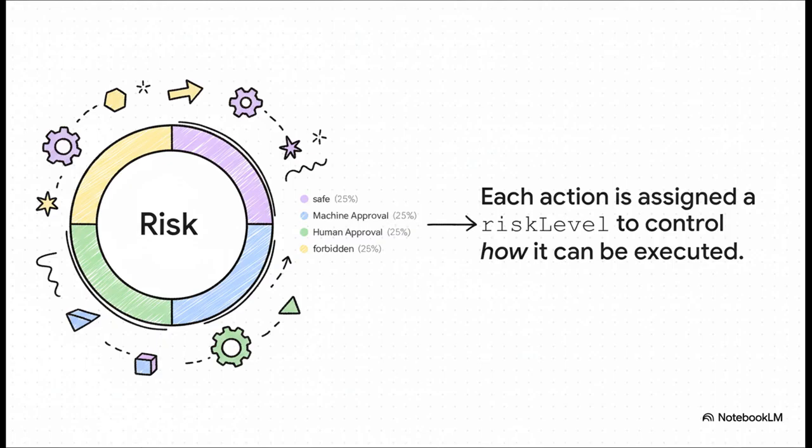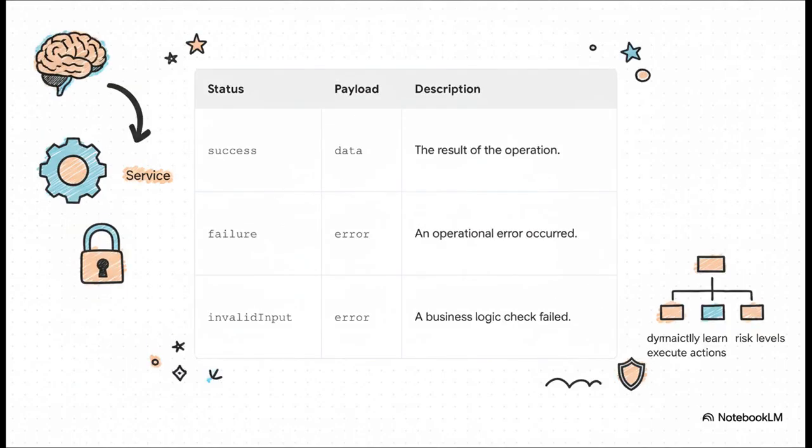Safe actions can be run by the AI immediately, no questions asked. Machine approval required means it has to pass some kind of automated check first. Human approval required is for the really sensitive stuff, like deleting a user, where you want an actual person to click an approve button. And finally, forbidden just completely blocks the action. No way, no how.